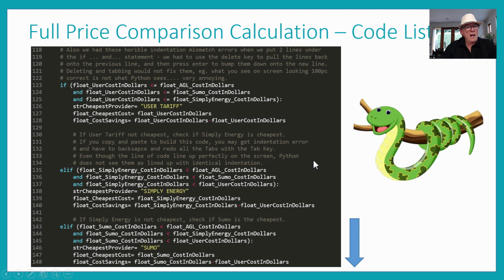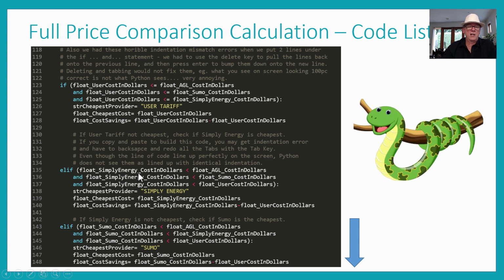But look, in reality, it's not that bad, because it's just saying here, float the user cost. So this is how much it costs for the person on their current electricity company, and you're just checking if that is less than or equal to, if that cost is less than AGL, Sumo, and less than Simply Energy. If it's less than all three of them, well then the one you're on now is the cheapest. So string cheapest provider is the user tariff.